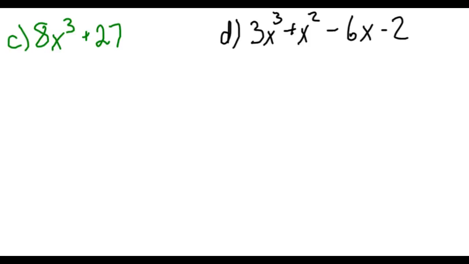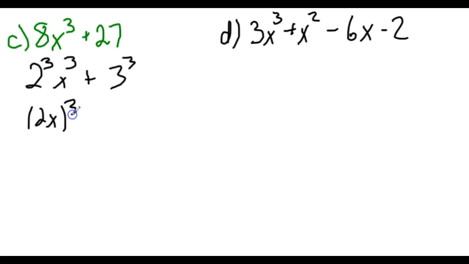So 8 is the same as 2 cubed. X cubed plus 27 is the same as 3 cubed. So we need to practice rewriting these numbers as some number cubed. Again, we can rewrite this as 2x cubed plus 3 cubed. So now you can see we have two things, 2x and 3, that are both cubed, and we're adding them together. So last year in Algebra 2, we talked about all these patterns. If we can start remembering these patterns, it's going to make this process a lot quicker.